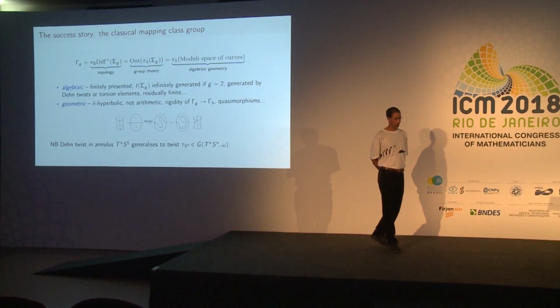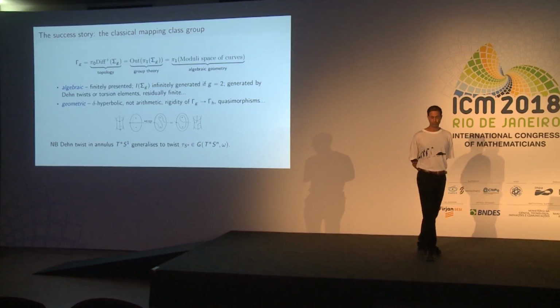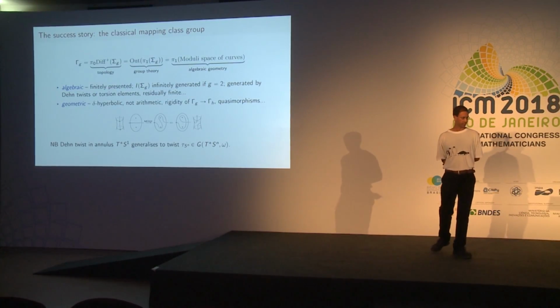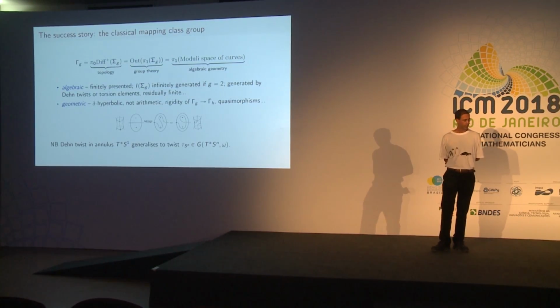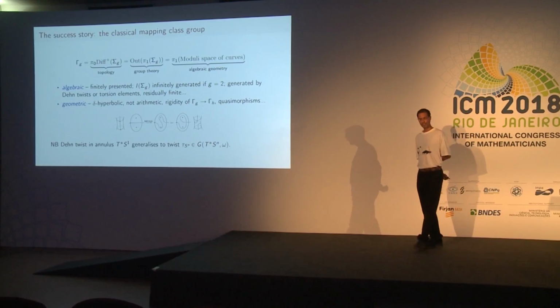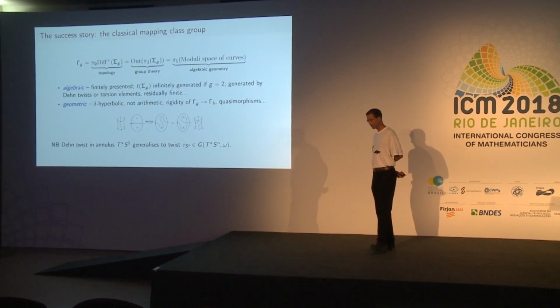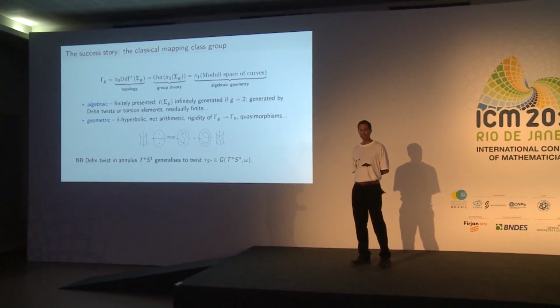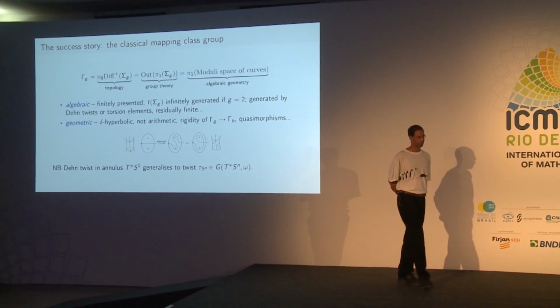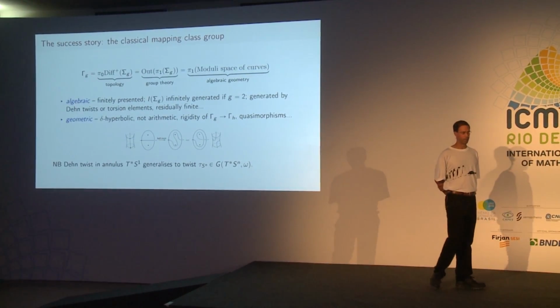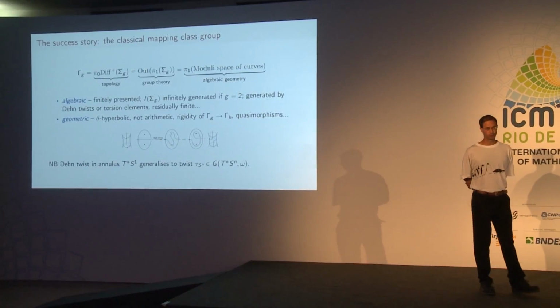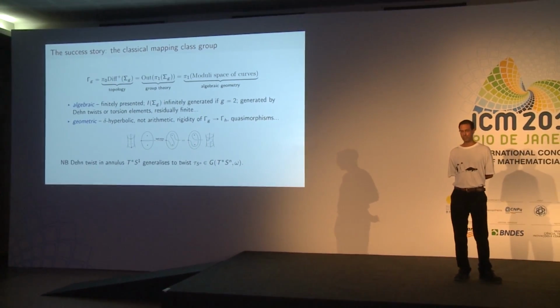So this is the object whose cohomology was the focus of Rahul Pandya's plenary lecture. And we know many different things about it, and let me emphasize we know things of at least two essentially different flavors. We know algebraic things about it. It is a finitely presented group. That's already not completely obvious.